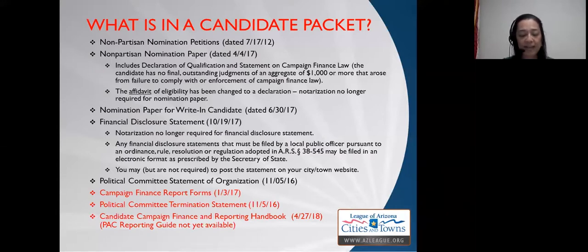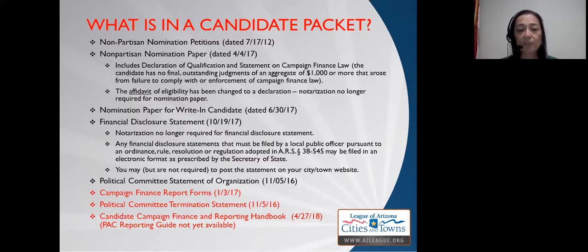So just to talk about what's in a candidate packet, I'm not going to go through all of the processes of the actual candidate filing, but I at least wanted everybody to have an update about the forms that are in the candidate packet. The first are the nomination petitions, and those should be dated July of 2012. Those have not changed. So those are the same forms for the past 6 years. I think everyone's pretty familiar with those.